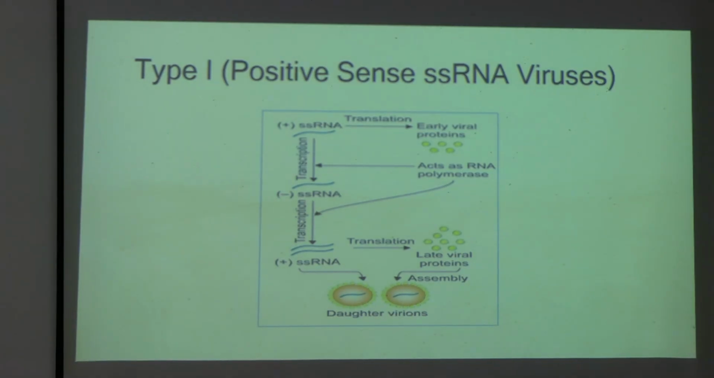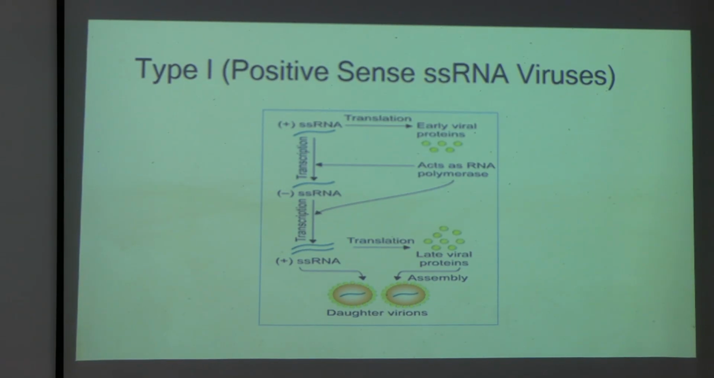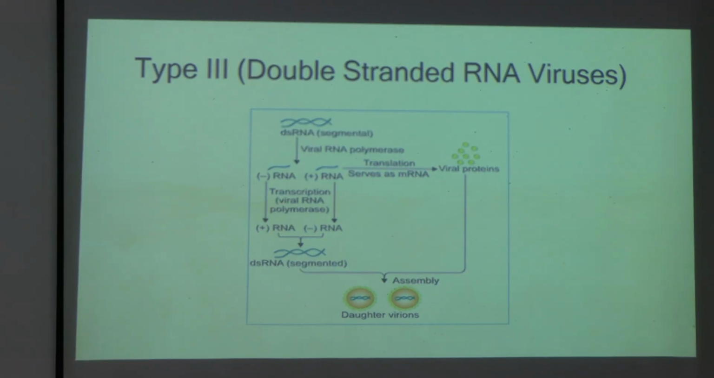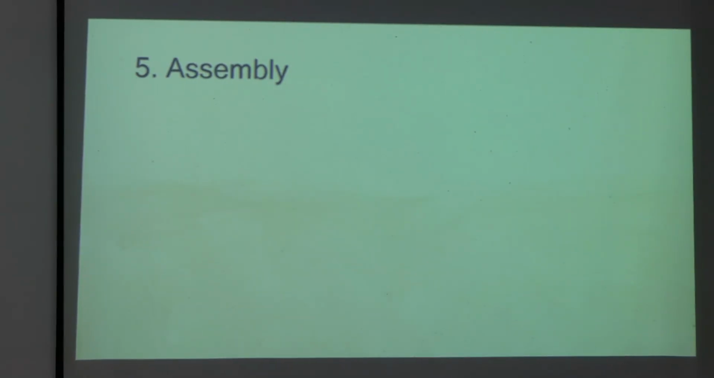One is type 1, type 2. Type 1 is for positive sense single strand RNA virus. Type 2 is for negative sense single strand RNA virus. Type 3 is for double strand RNA virus, and type 4 is for retrovirus. Okay. So what is a retrovirus? An example is HIV. Okay. Then comes the step assembly.